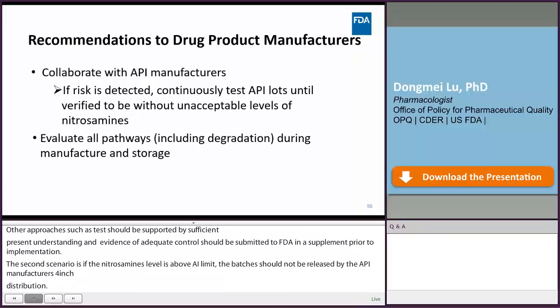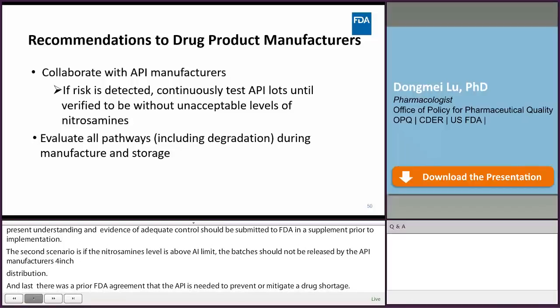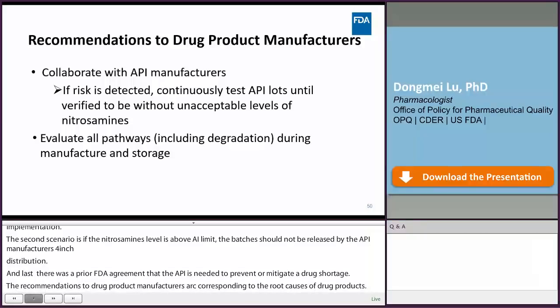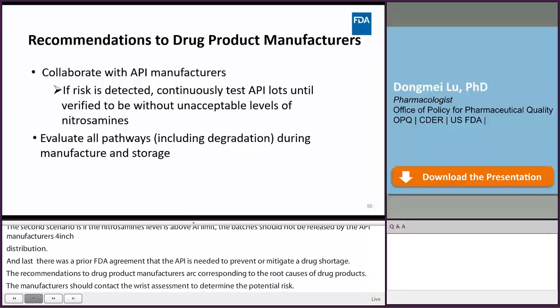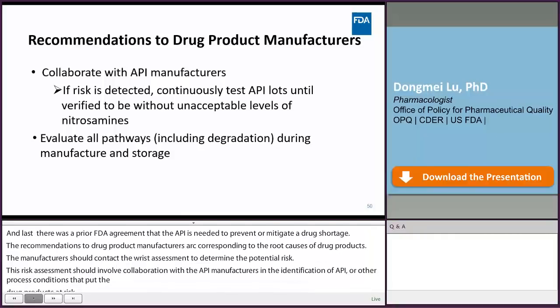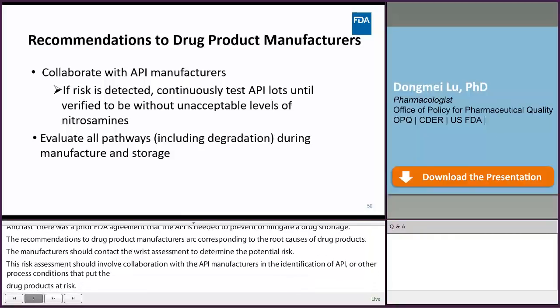The recommendations to drug product manufacturers correspond to the root causes in drug products. The manufacturers should conduct a risk assessment to determine the potential risk. This risk assessment should involve collaboration with the API manufacturers in the identification of the API route of synthesis or other process conditions that put the drug product at risk. Drug product manufacturers should continue testing API lots until they have verified that the API suppliers can consistently manufacture API without an unacceptable level of nitrosamine.